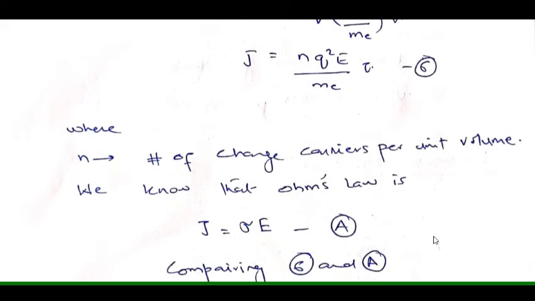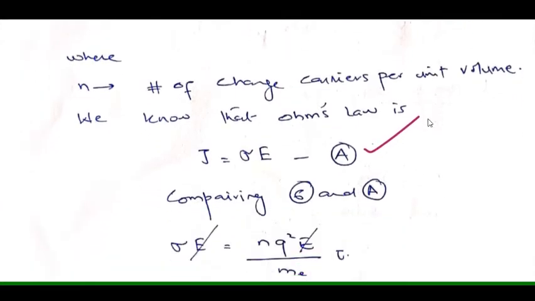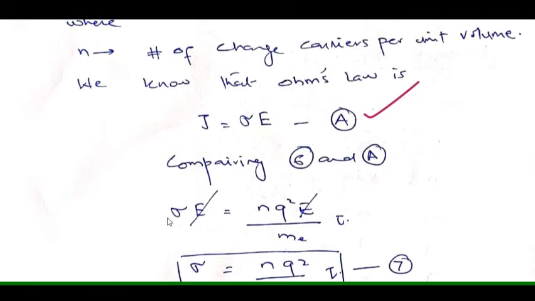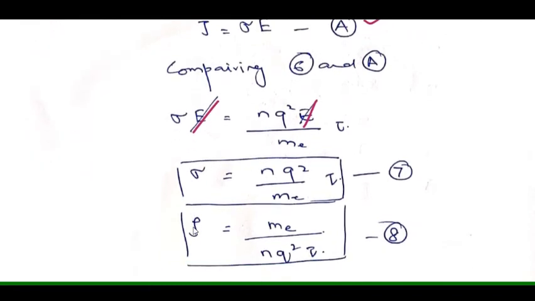We also know from Ohm's law that J is equal to sigma E. So I can compare this with equation number 6 and get the value of conductivity sigma. Sigma E is equal to nq square E over Me tau. Cancelling the E's from both sides, finally I get sigma equals nq square over Me into tau.